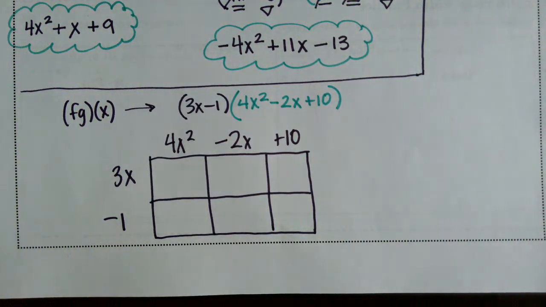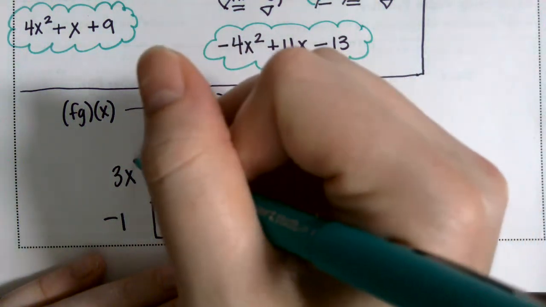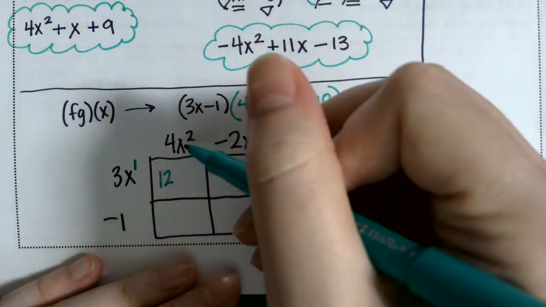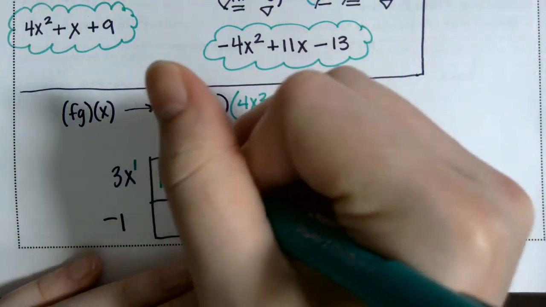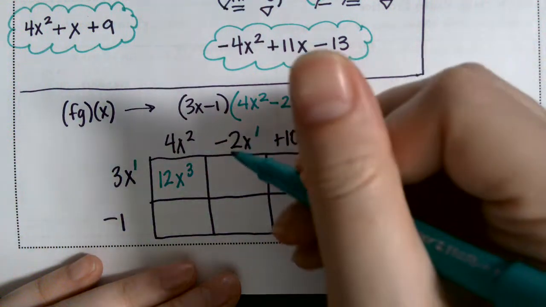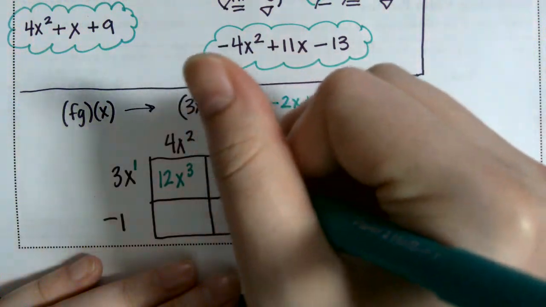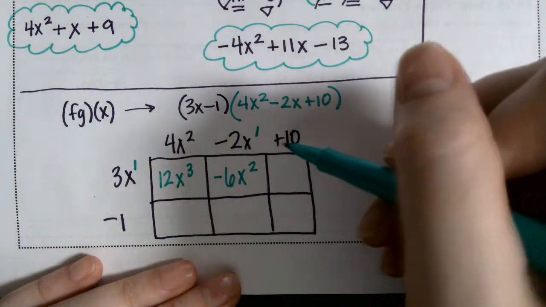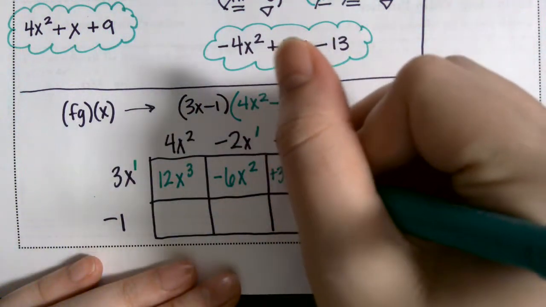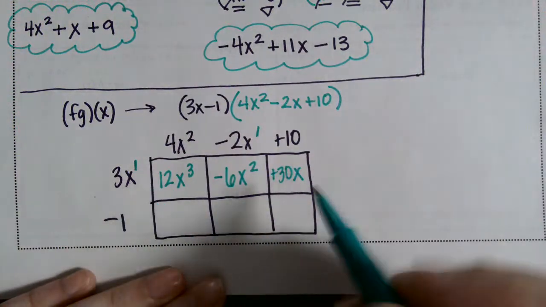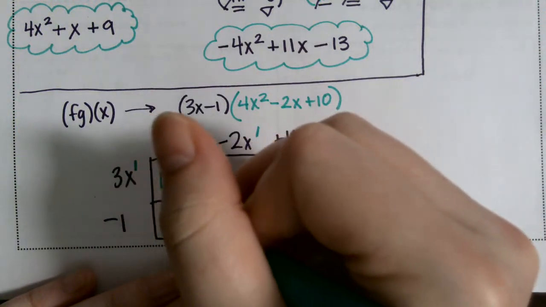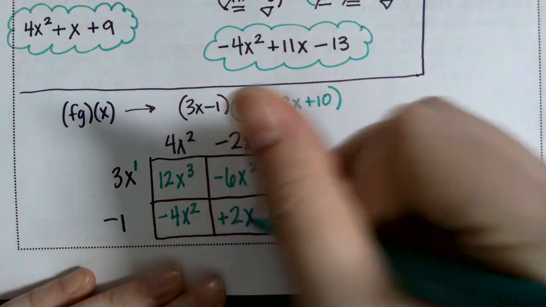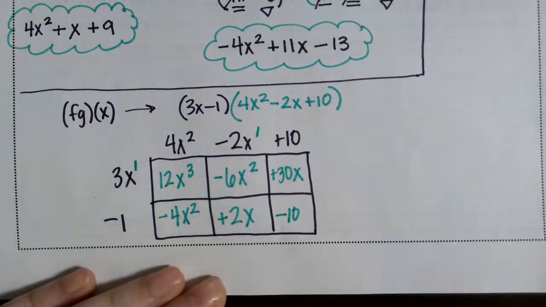And then when I multiply, remember we add our exponents. So 4 times 3 gives me 12. 2x's and 1x is 3x's. Negative 2 times 3 is negative 6, x squared. 10 times 3 is 30, x. And then down here, these all stay the same, but their signs change because we're multiplying by negative 1.